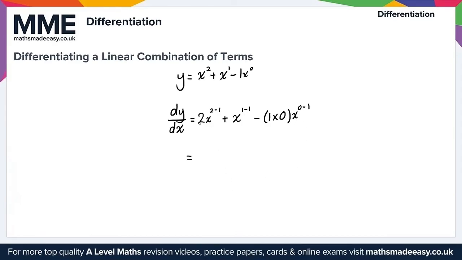Okay, so 2x to the 2 minus 1, well, that just gives us 2x there. x to the 1 minus 1, well, that gives us x to the 0, which simply gives us 1. Anything to the power of 0 gives us 1. And for this term here, this just gives us 0. Okay, so 2x plus 1 minus 0 will just simply give us 2x plus 1 there for dy by dx.